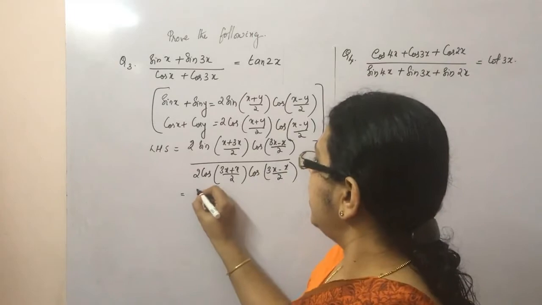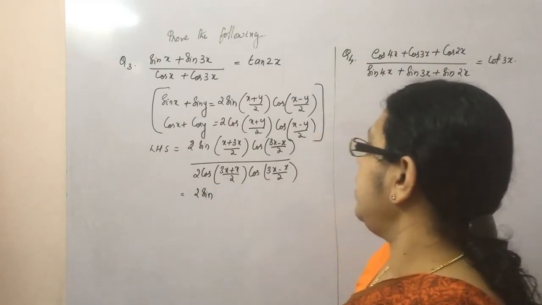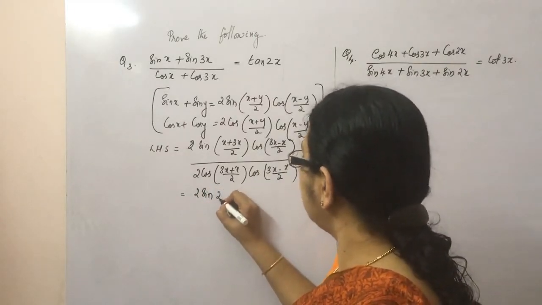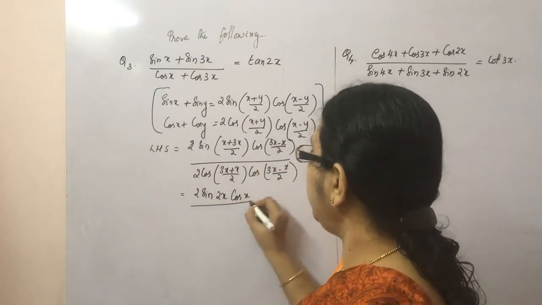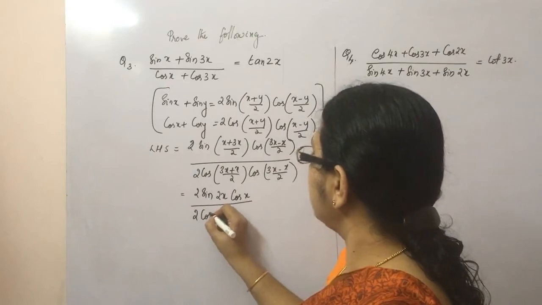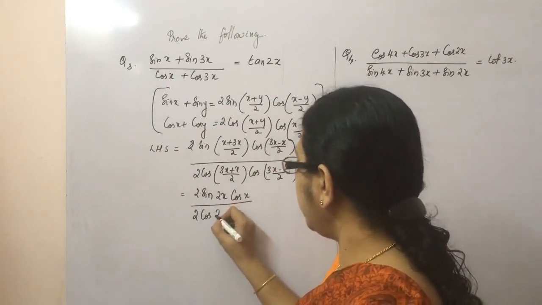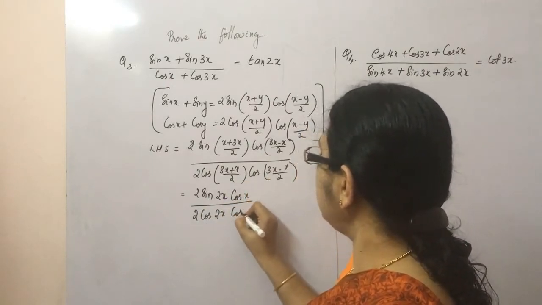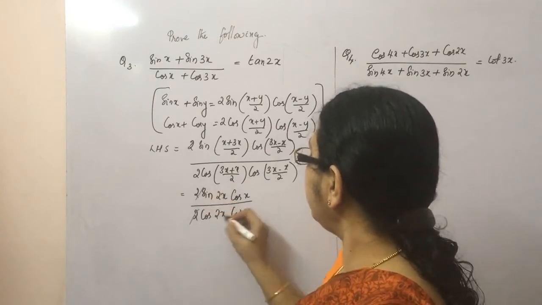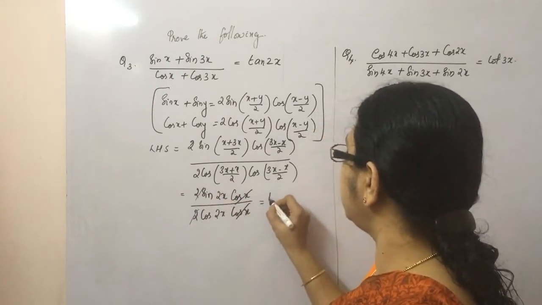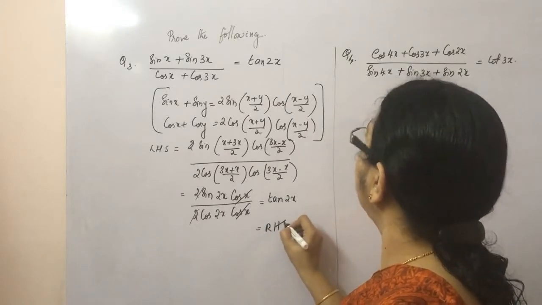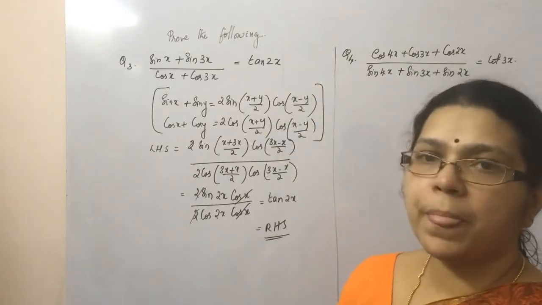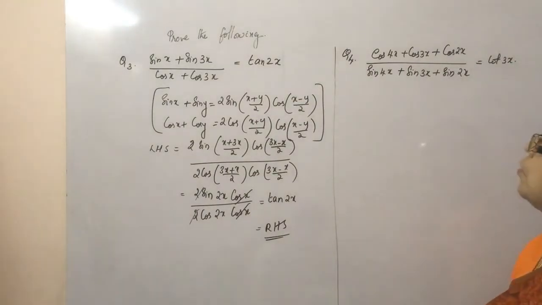So what do I get? This gives me 2 sin 4x by 2, that is 2x, cos 2x by 2 cos x by 2 cos 4x by 2, 2x, then here cos x. Now here 2 and 2 cancel, cos and cos cancel, won't I get tan 2x, which is my RHS, and hence the proof. Okay, coming to the next one.